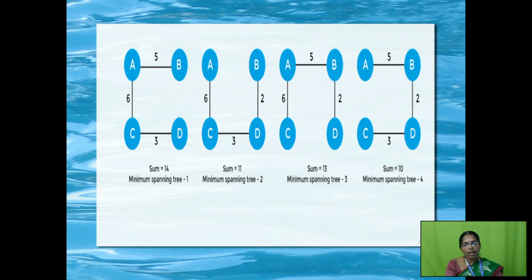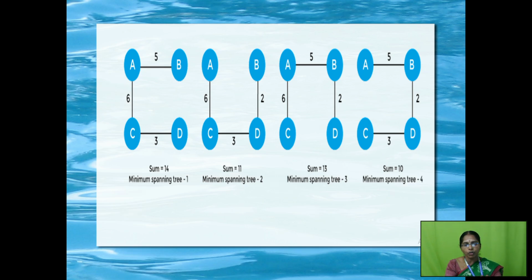Consider we are going to find the minimum cost among all the edges. If we take the edges A to B, A to C and C to D, the total weight is 14. We can make another spanning tree: A to C, then C to D, B to D, which gives 11. Likewise we construct spanning trees, and from those we finalize which one has the minimum sum. Here A to B, B to D and D to C gives the minimum weight.